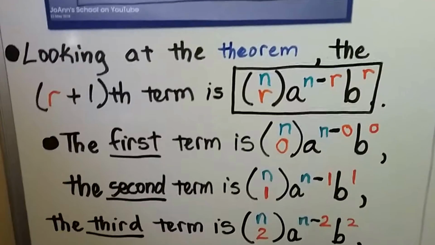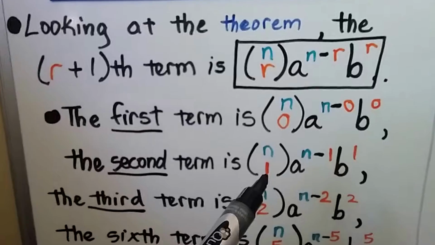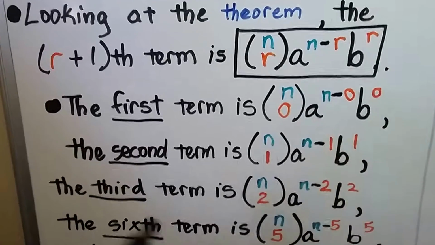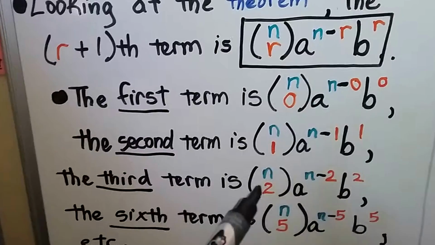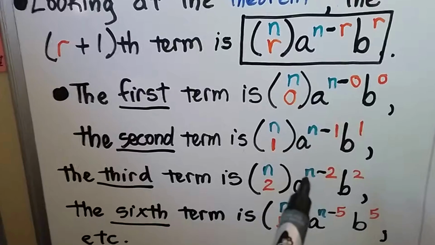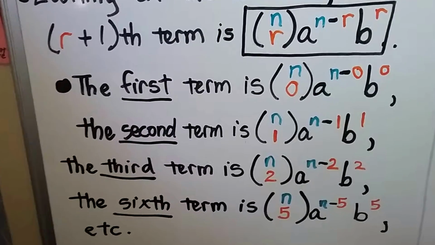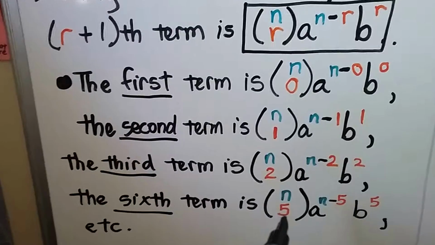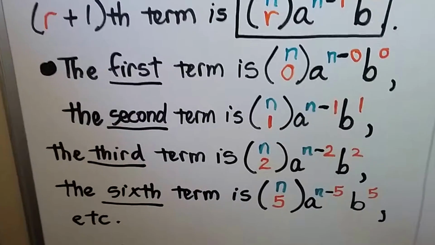The second term is n choose 1. So notice that it says the second term, and that's a 1. The first term, and that's a 0. The third term, and that's a 2. Do you notice that the r is 1 less than the term we're looking for? Then we have a to the n minus 2, b to the second power. The sixth term is n choose 5. So whatever term we're looking for, we know our r is going to be 1 less.